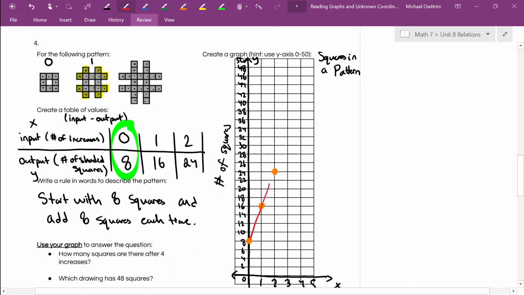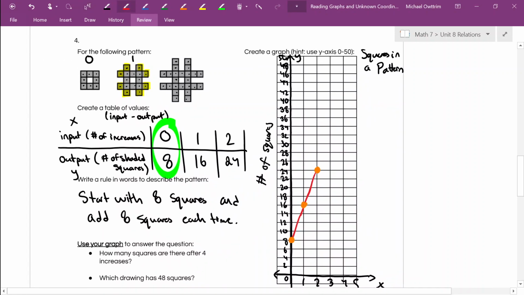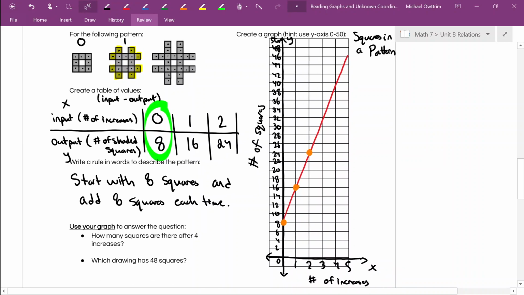Whoops, that's not very straight. Good gravy. Let's try that again. Something a little bit like that. Nice straight line. And we want to know how many squares are there after 4 increases. So we can trace that up. We're going to cross over right there. Trace it over. We have 40 squares on the y-axis.